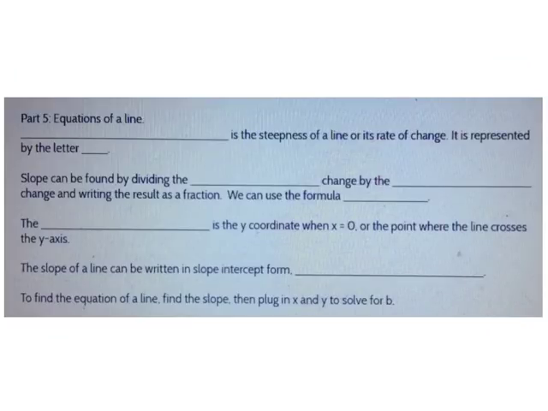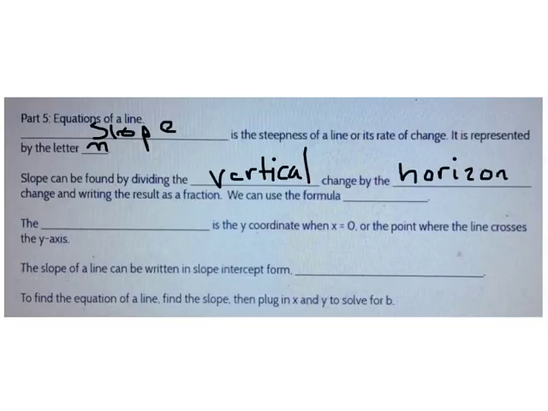The last skill we talked about in this unit was writing an equation for a line. Remember, slope is the steepness of a line or its rate of change. It's represented by the letter m. Slope can be found by dividing the vertical change by the horizontal change and writing the result as a fraction. We can use the formula m equals y2 minus y1 over x2 minus x1.